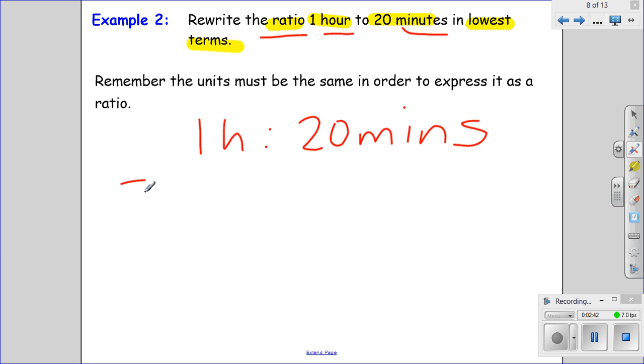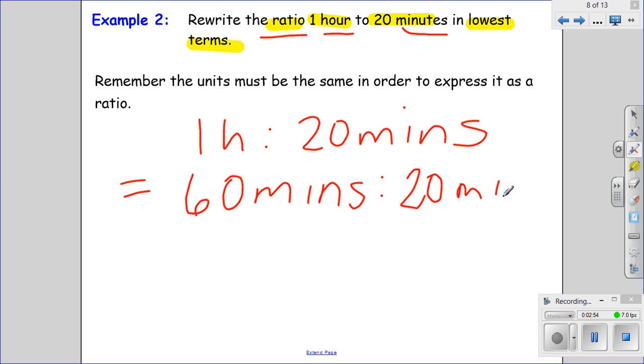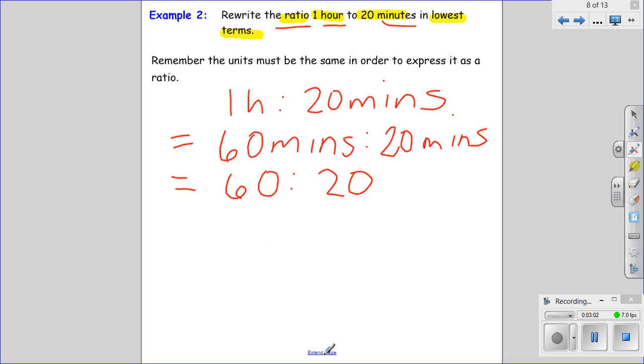Now what's easiest to change? Minutes to hours or hours to minutes? Because I don't quite have a full hour, I would say hours to minutes is easiest, and I know there are 60 minutes in an hour. So now my units are the same, and I can work to reduce the ratio. Or I can, and if it helps me, I can rewrite it at the start without the units.